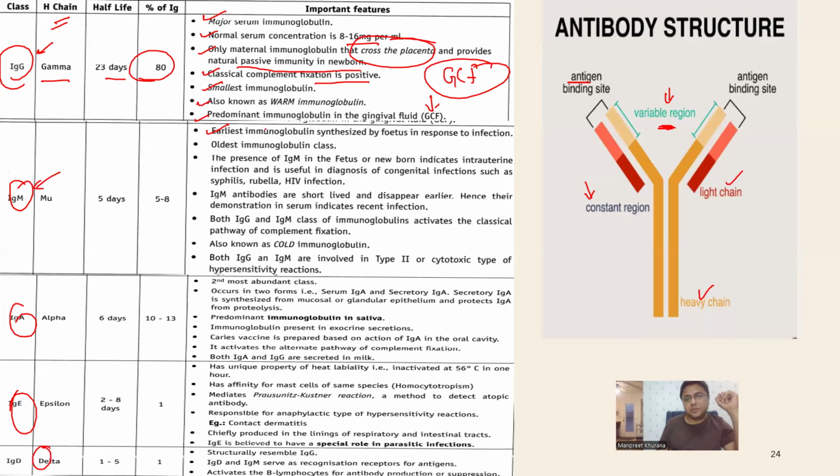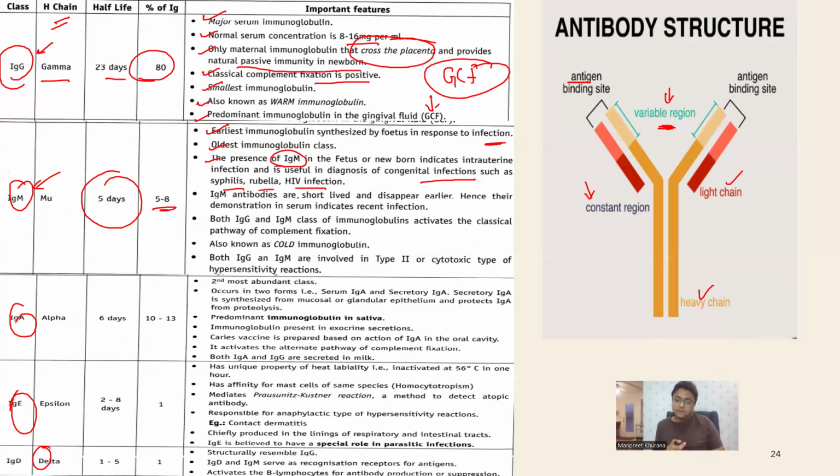Next is the IgM. It is the earliest immunoglobulin synthesized by the fetus in response to infection, right? Its half-life is only 5 days. It is only 5 to 8% of the immunoglobulins. It is the oldest immunoglobulin class. Now, the presence of IgM in the fetus or the newborn indicates intrauterine infection and is useful in the diagnosis of congenital infections such as syphilis, rubella, and HIV.